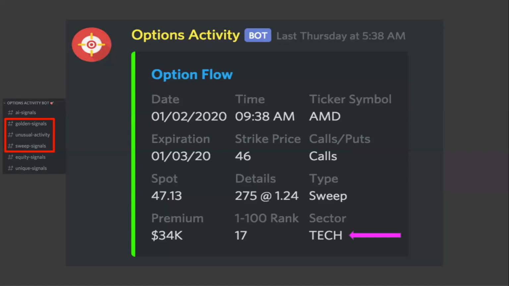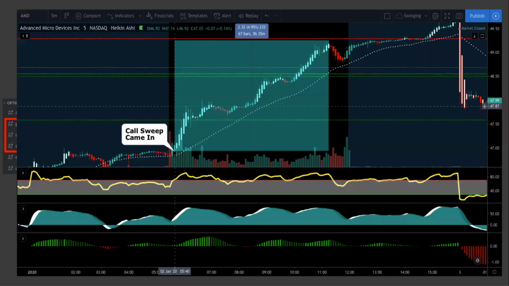And let me show you from this call out that happened. Let me show you an example of where it's at. So this is AMD, and this is the day that it was trading. That call sweep came in right there at the 5:38 mark, 5:38 a.m. Alaska Standard Time on January 2nd, 2020. And that came in at the 47.13 mark. So let's go ahead and look at this real quick.